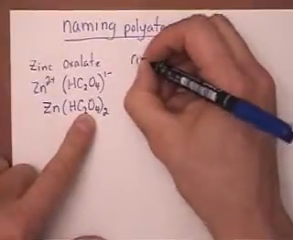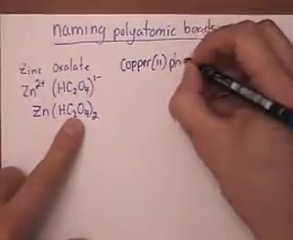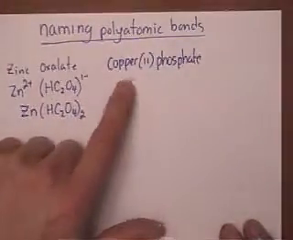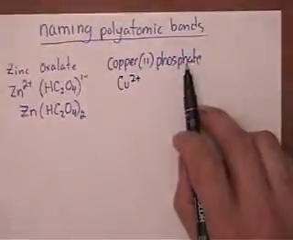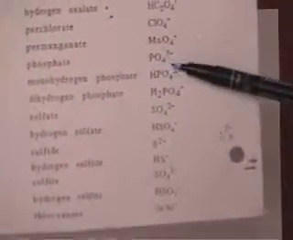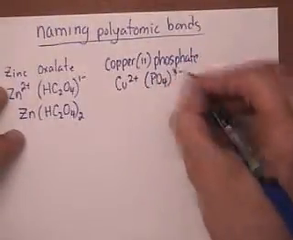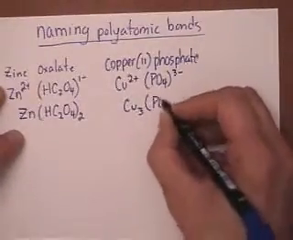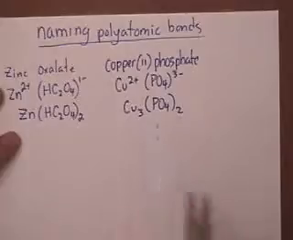Let's try another one. Let's go copper 2 phosphate. Okay, copper 2 phosphate. Well, I don't really have to look anything up. I know copper is Cu2+ because it's copper 2, but I don't know what phosphate is. So I go to my ion sheet. Phosphate's right here. That's PO4 3-. Open a bracket, PO4 3-. I crisscross them and I'm left with Cu3 bracket PO4 2. So that's copper 2 phosphate right there.